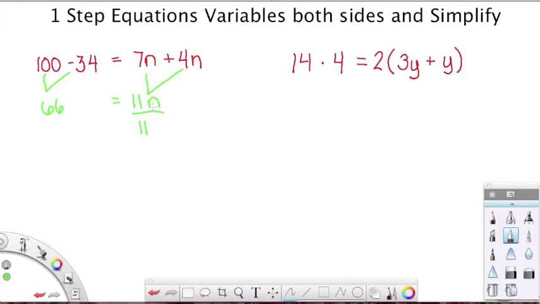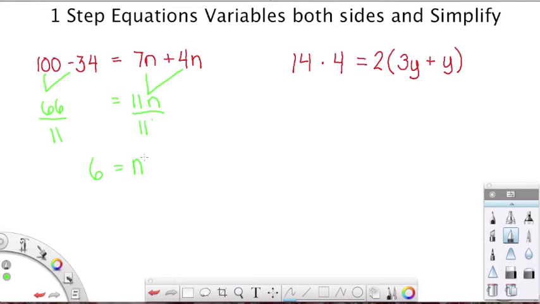And we know that what we do to one side of the equation, we must do to the other side. So we need to divide both sides of the equation by 11 to keep everything balanced. And 11n divided by 11 is n. And 66 divided by 11 is 6.